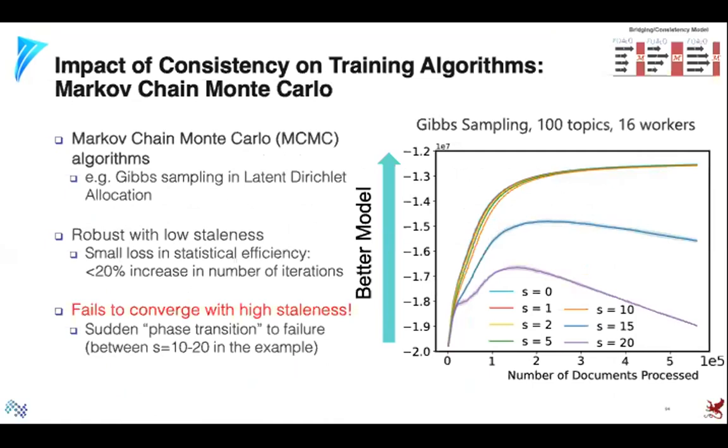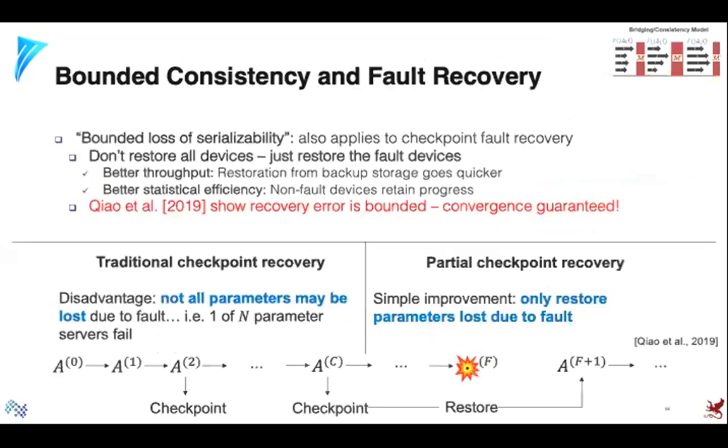As a remark, although Markov chain Monte Carlo algorithms are not as popular these days, it should be noted that staleness does work for them. MCMC algorithms, like SGD algorithms, work very well with low staleness, but they do diverge at higher values of staleness. So again, the message is do not set staleness too high. It's important, and this is also the reason why I personally don't advocate the use of fully asynchronous algorithms in large distributed settings for machine learning.